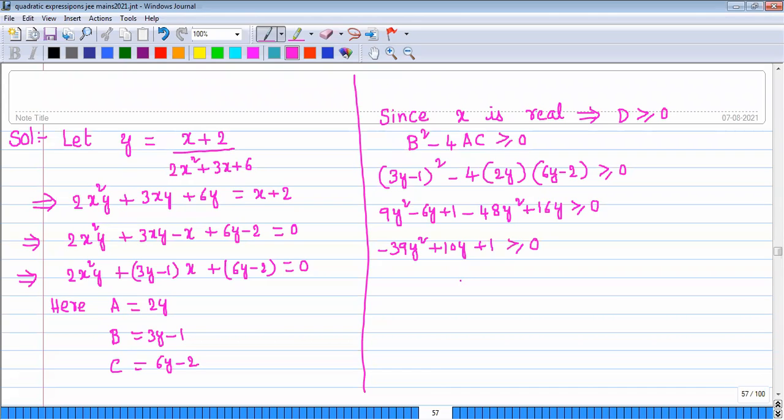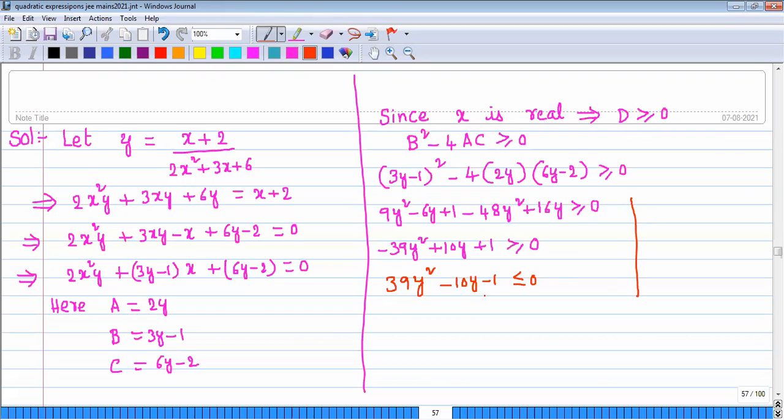So we can solve like this also, but better make the coefficient of y square positive. So multiply by minus 1 on both sides, it becomes 39y square minus 10y minus 1 less than or equal to 0. It's a very important step you need to remember. That's why I took another color. So this is highlighted with the other color.